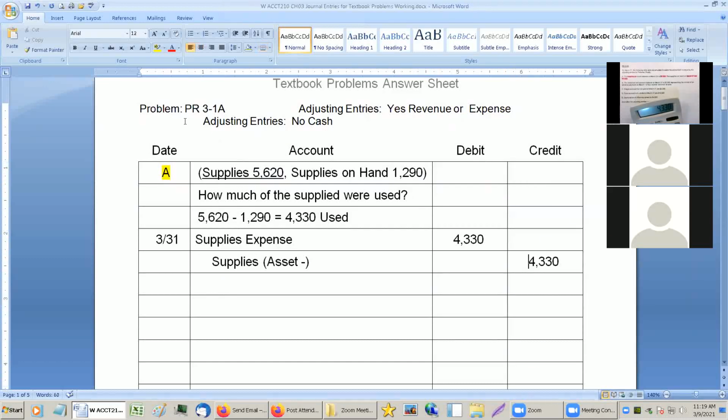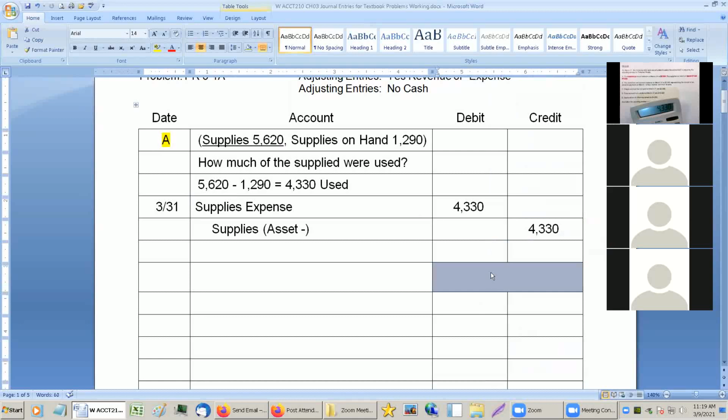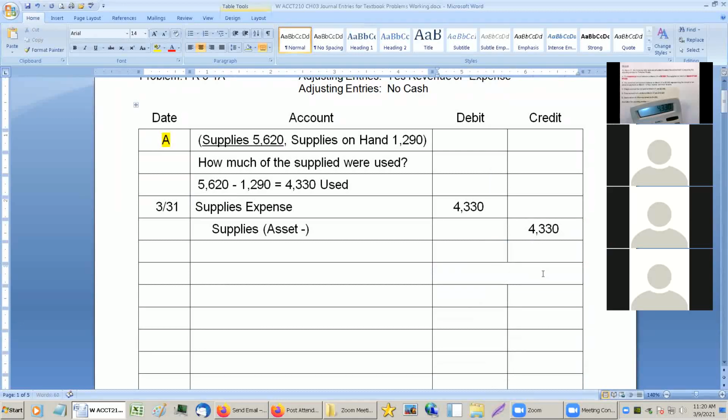Do you guys want to see the T account for that one? Yeah, can we see it? Yeah, it looked like this. So let's be the supplies. And it started out with 5,620 in it. And we only have 1,290 of supply. So that's why we took out this 4,330.